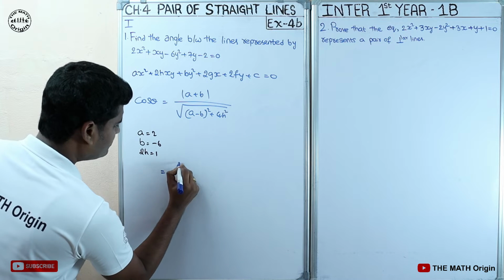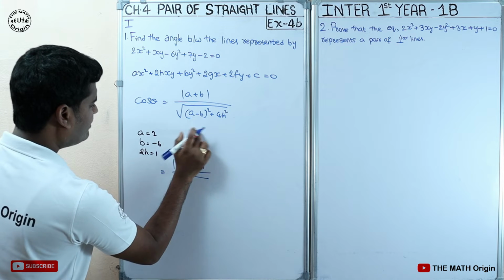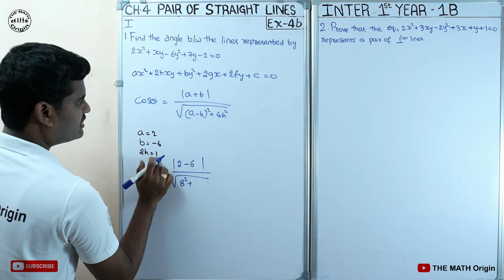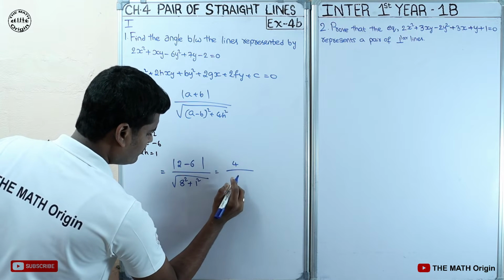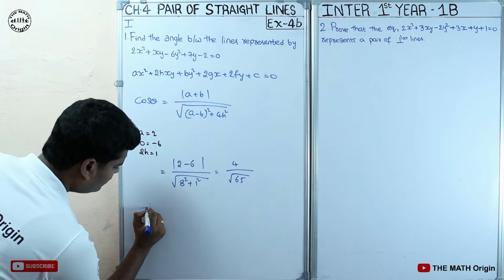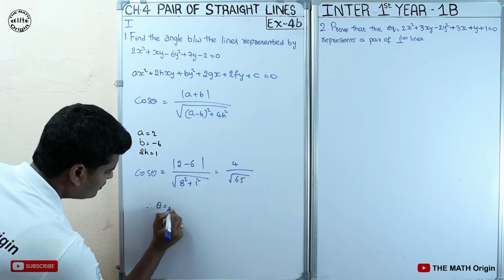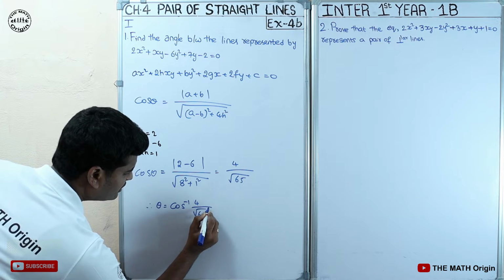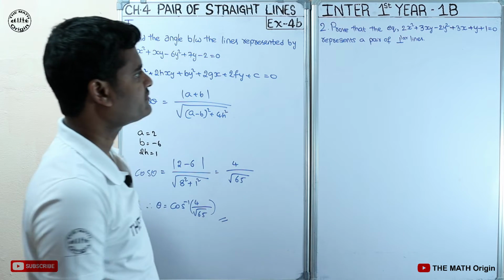Therefore a plus b means 2 minus 6, modulus, by root of (a minus b) is 2 minus of minus 6, which is 8, square, plus 2h which is 1, square. That equals 4 by root of 64 plus 1, that is 65. Therefore cos theta equals 4 by root of 65, and theta equals cos inverse 4 by root of 65. With this we completed the first problem.